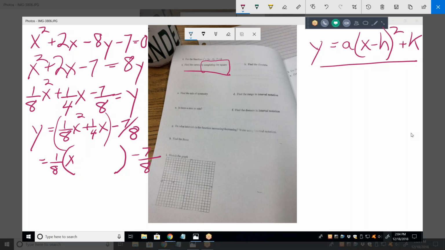No. Wait. Remember, when I'm done with this line right here, it's got to be exactly the same as that. I can't change it. So in order for it to be exactly the same, if I left it like you've given it to me, then it would convert to 1/8 x squared minus 7/8. Well, that's not what we're looking at. We're looking at 1/8 x squared plus 1/4 x minus 7/8. So I need another term in there.